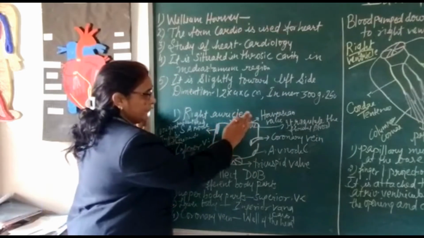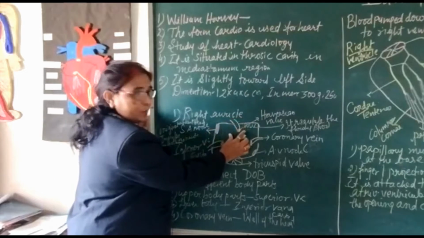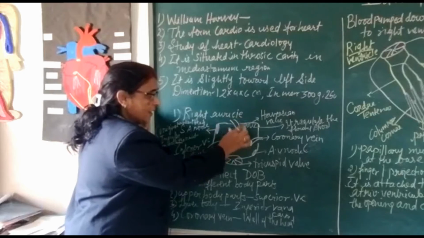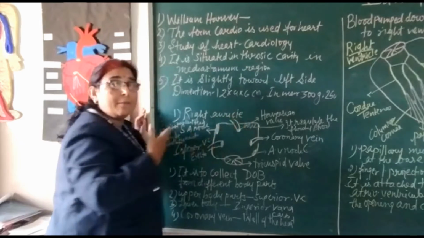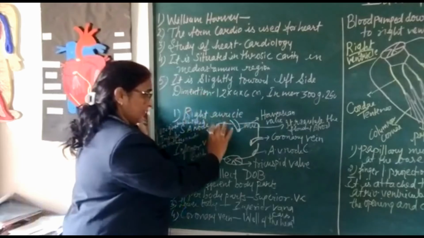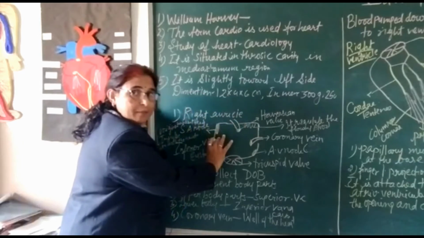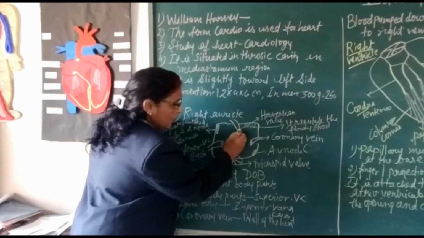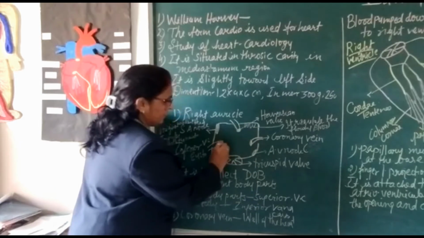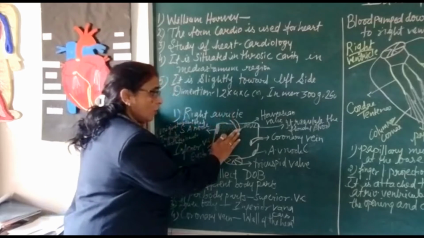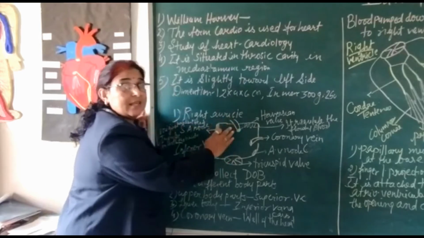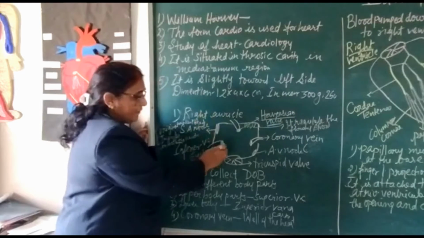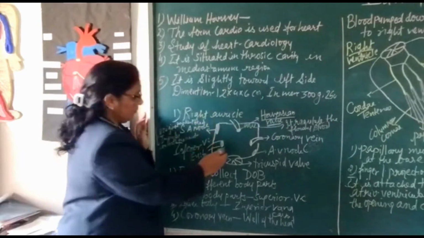In the right auricle, there are 2 vena cavas, superior vena cava and inferior vena cava. The superior vena cava collects the blood from the upper body parts. The inferior vena cava collects the blood from the lower body parts. See, these are the openings of the superior and inferior vena cava. The opening of the superior vena cava is the Haversian valve and the opening of the inferior vena cava is the Eustachian valve.